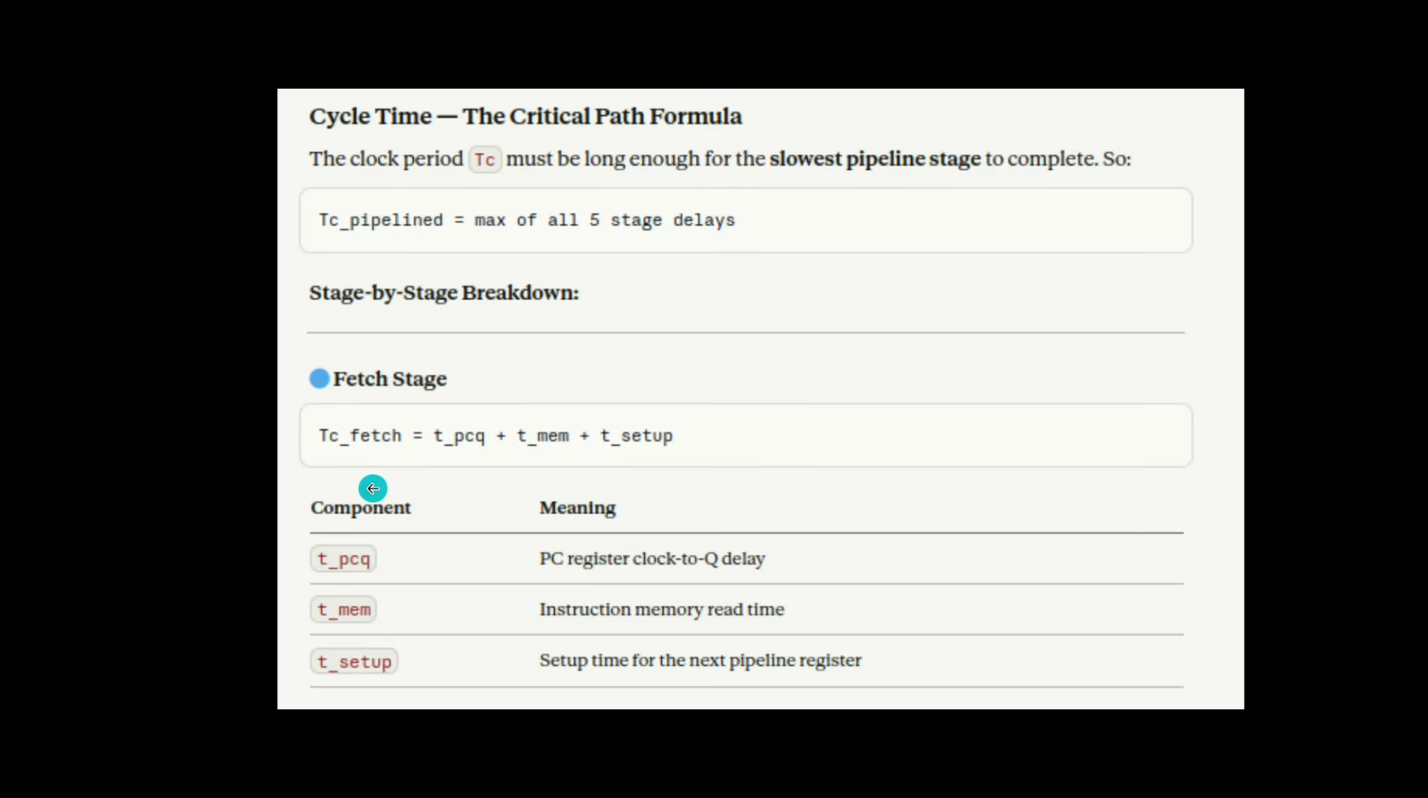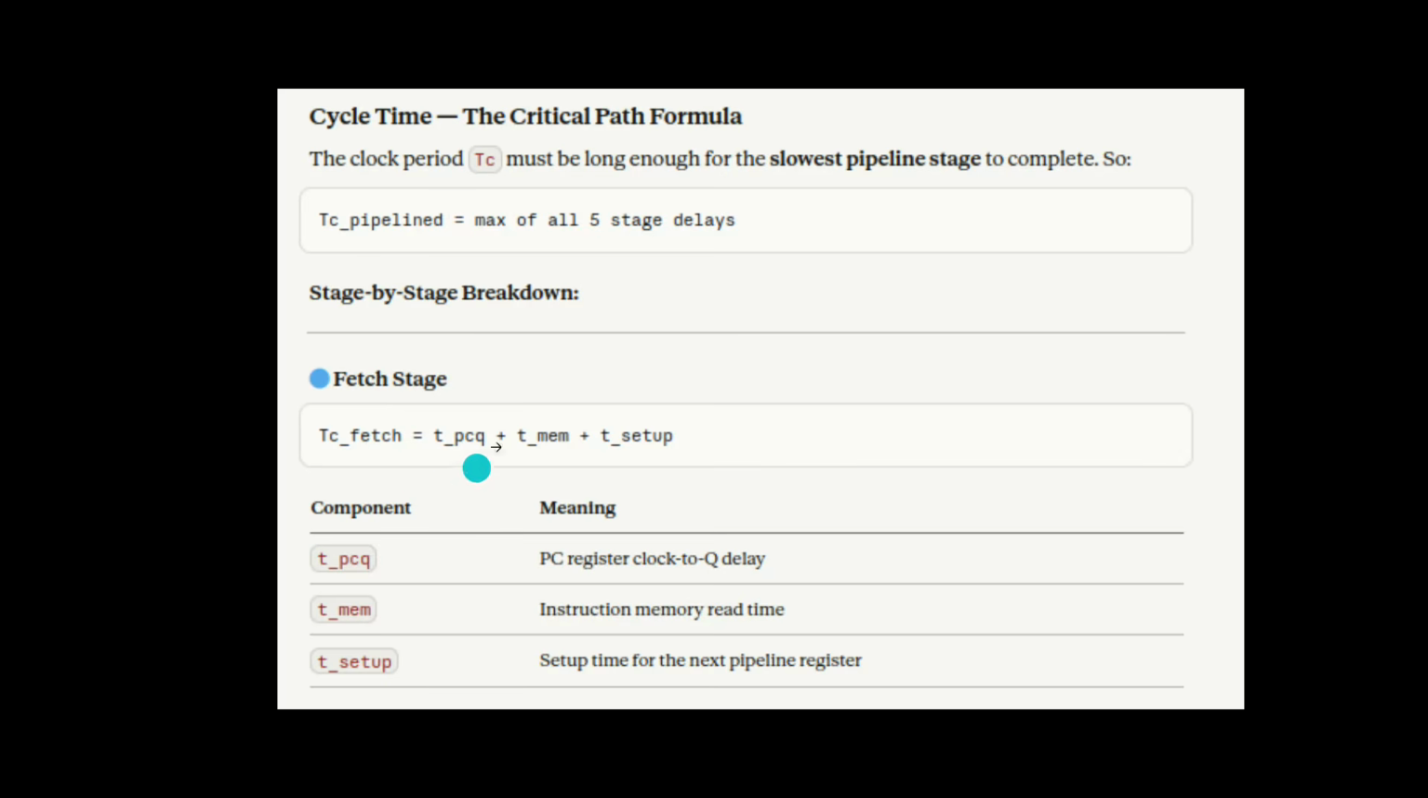For the fetch stage, there is T_PCQ, that is from the PC register clock-to-Q. From the PC we are taking the instruction. So that time period, plus the instruction memory reading period, and setting up the pipeline register. These three factors adding up create the clock period in the fetch stage. So T_PCQ, setup as well as read.